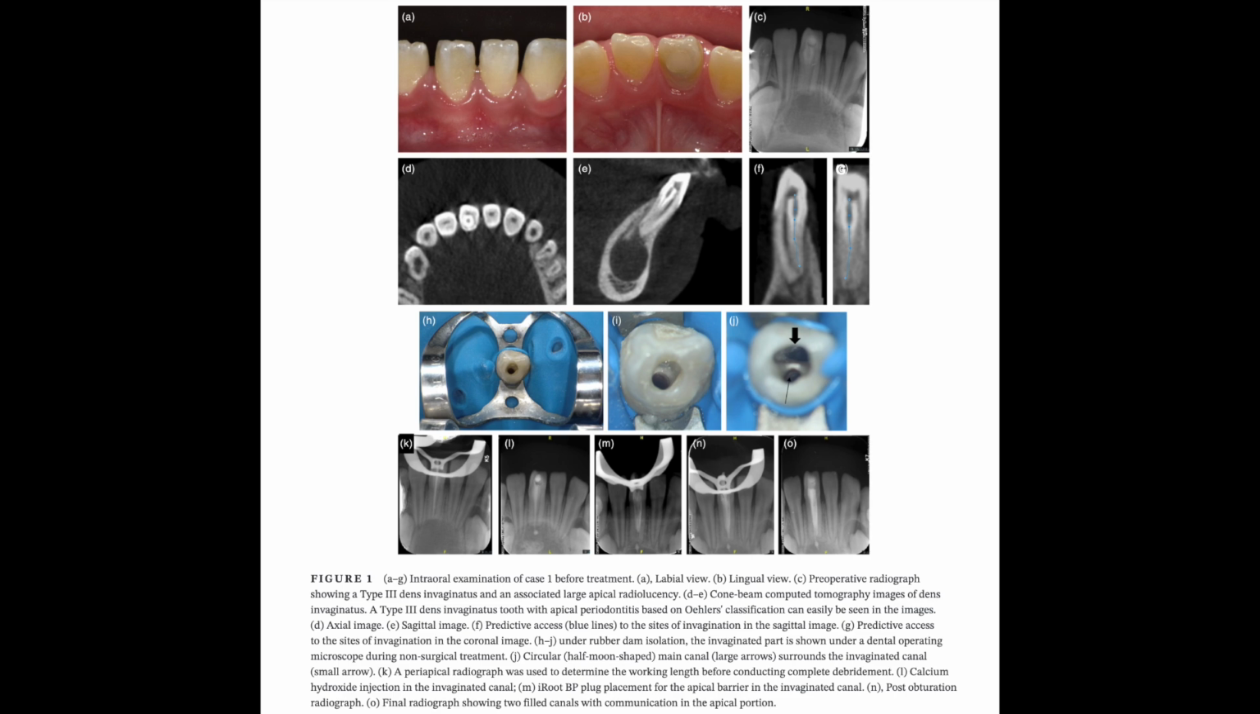based on the location of communication. Type 3 dens invaginatus is rare, with a prevalence of 3% to 12.5%, and is associated with a complex root canal system, increasing the risk of pulpal diseases.